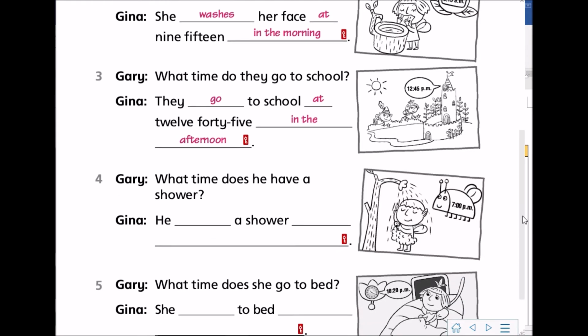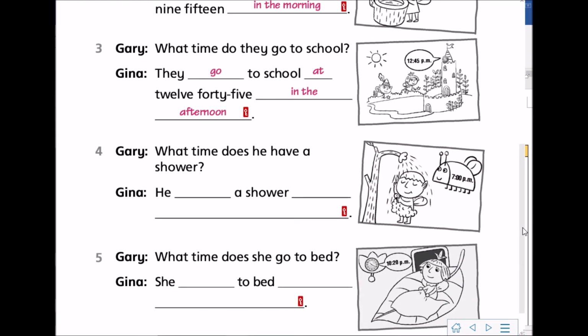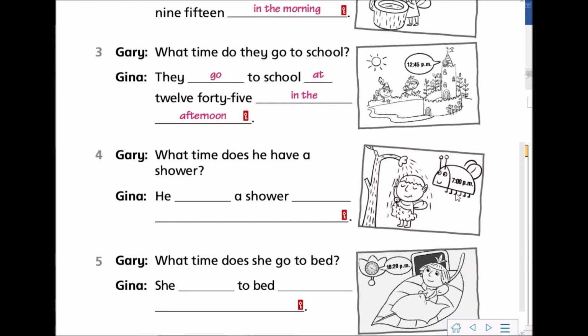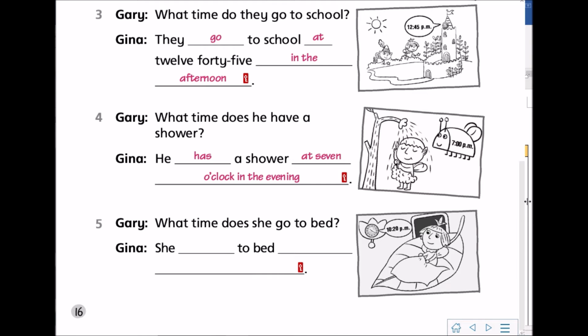Okay, number 4. What time does he have a shower? So you see 7 p.m. So he, again, he, she, it, you need to put S, so it becomes have or has. Which one? Has, you're right. He has a shower at 7 o'clock in the evening. Number 5. What time does she go to bed? She, so remember he, she, it, we put S, so go would become goes.